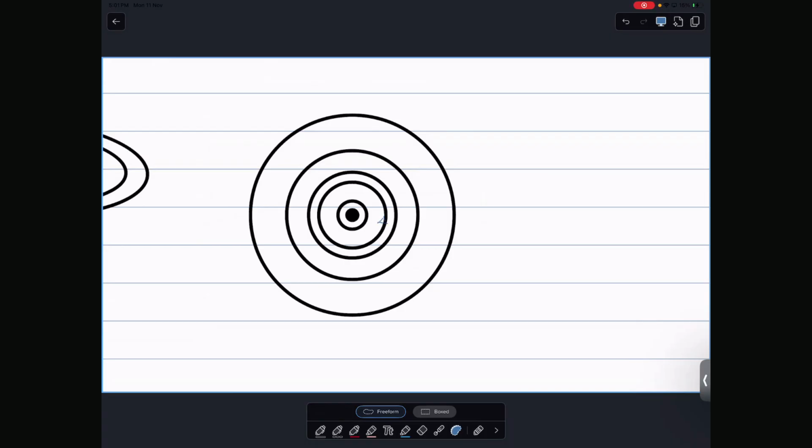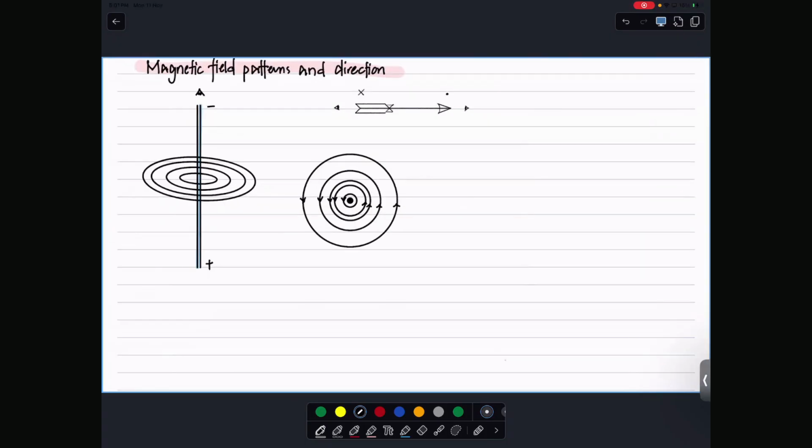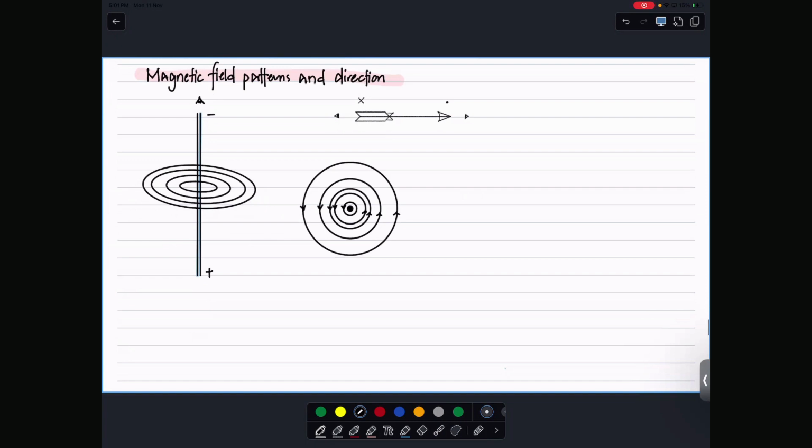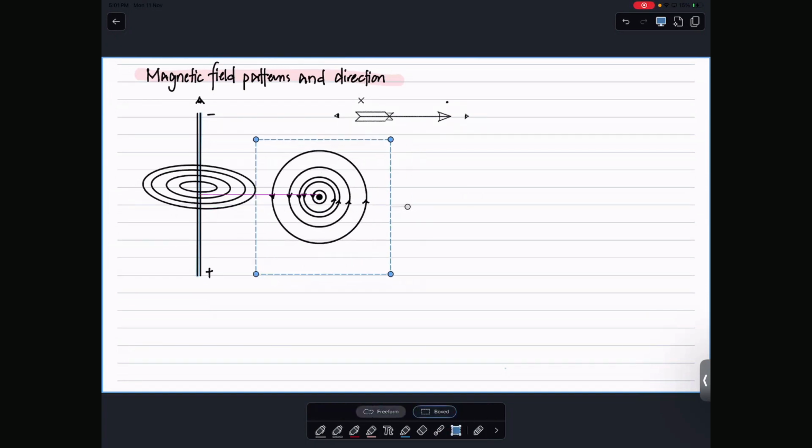So here it's anti-clockwise. And naturally, if it goes the opposite way, what would happen? I mean, if the current was across clockwise. So this is how you find the magnetic field pattern around a current carrying conductor. Is that clear?